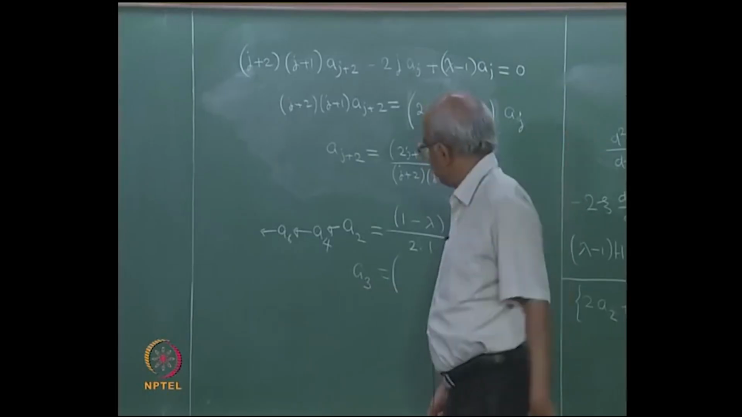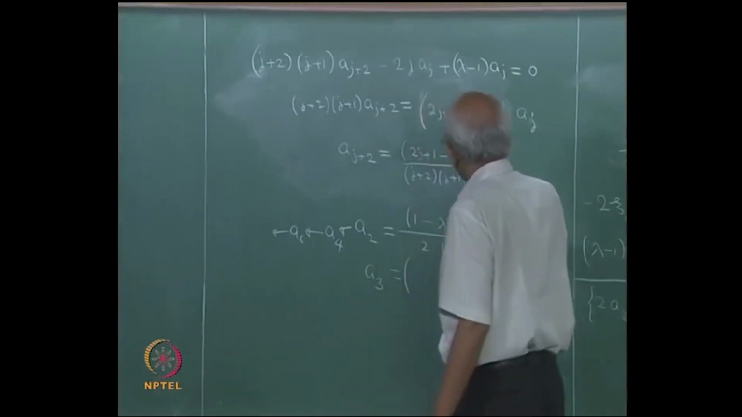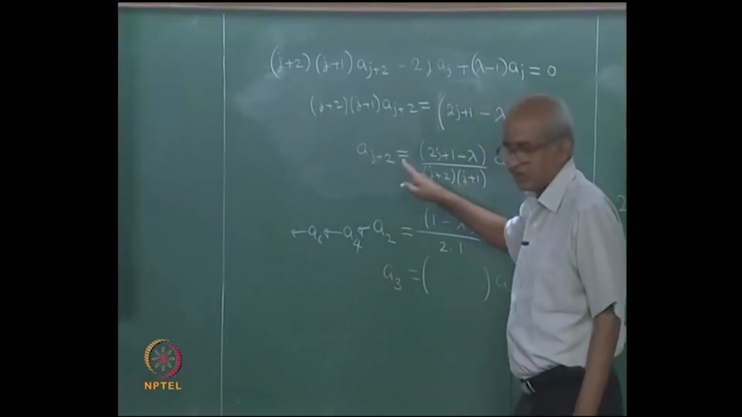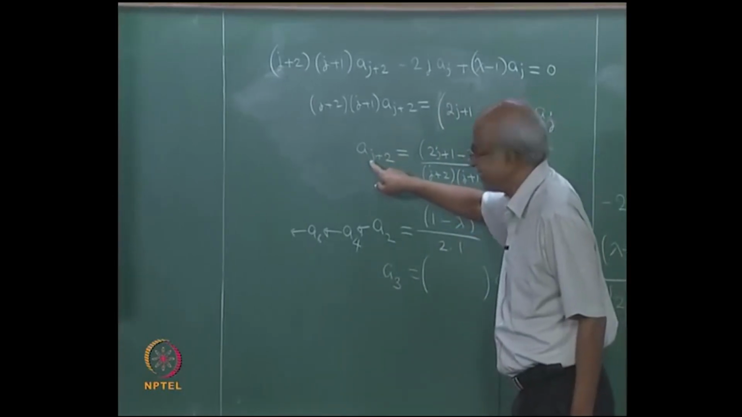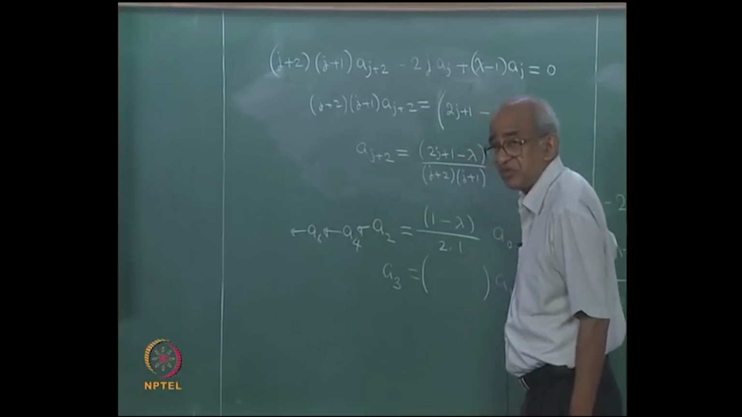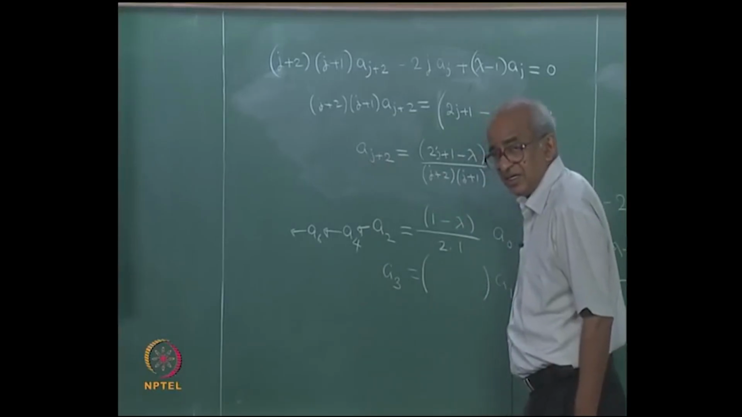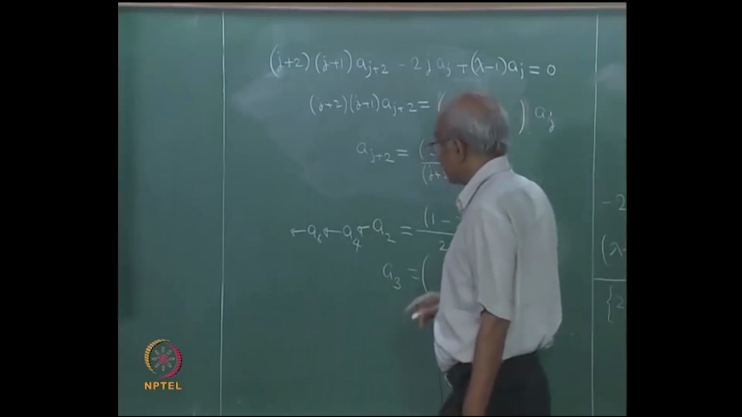Right. So, this relationship, this is the general relationship, determines a_{j+2} in terms of a_j, and it is referred to as a recursion relation.